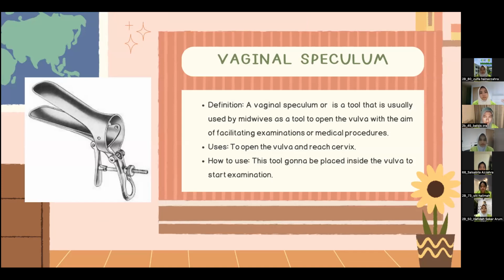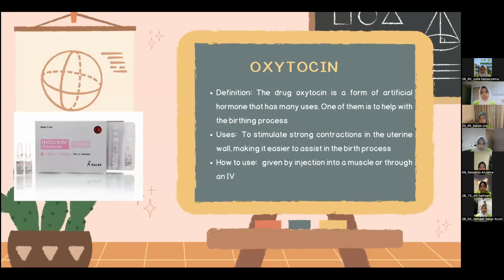Vaginal speculum. Definition. A vaginal speculum is a tool that is usually used by a midwife to open the vulva with the aim of facilitating examination or medical procedure. Uses. To open the vulva and reach the cervix. How to use. This tool is gonna be placed inside the vulva to start the examination. The next slide by Aska.